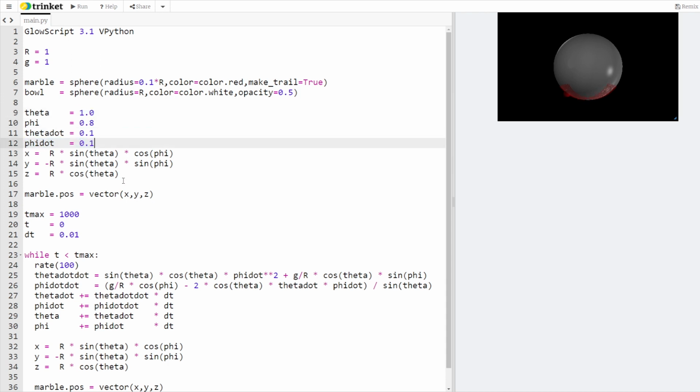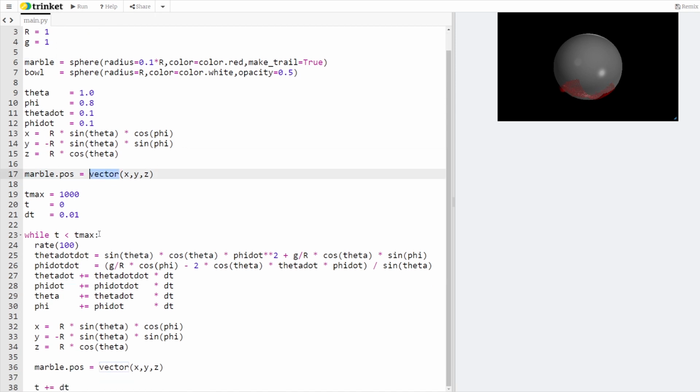And then here I've got my conversion because VPython works explicitly in Cartesian coordinates. So I need to take my spherical coordinates and convert those over to Cartesian. We have a negative here just so that we've got the ball explicitly going down. We just put it on there to make sure that gravity goes down and not up. And then, of course, we'll keep updating the marble's position with vector x, y, z. Here we have our loop.